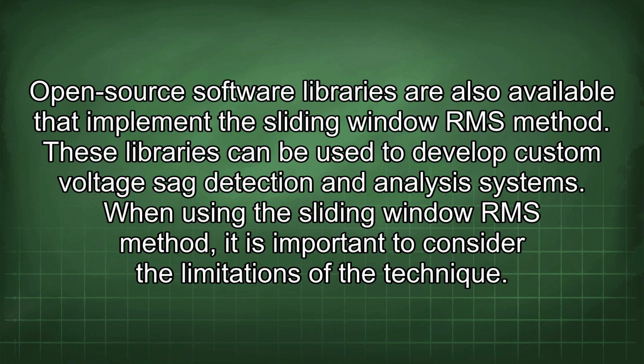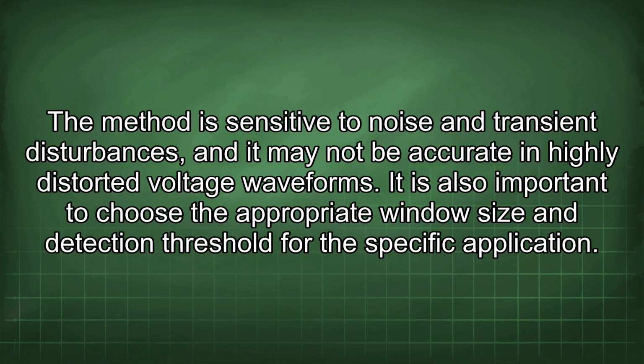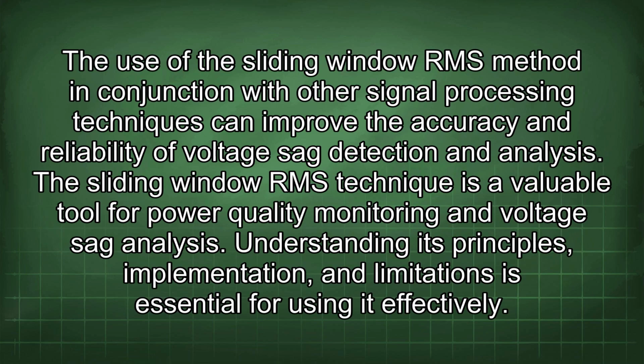When using the sliding window RMS method, it is important to consider the limitations of the technique. The method is sensitive to noise and transient disturbances, and it may not be accurate in highly distorted voltage waveforms. It is also important to choose the appropriate window size and detection threshold for the specific application. The use of the sliding window RMS method in conjunction with other signal processing techniques can improve the accuracy and reliability of voltage sag detection and analysis.